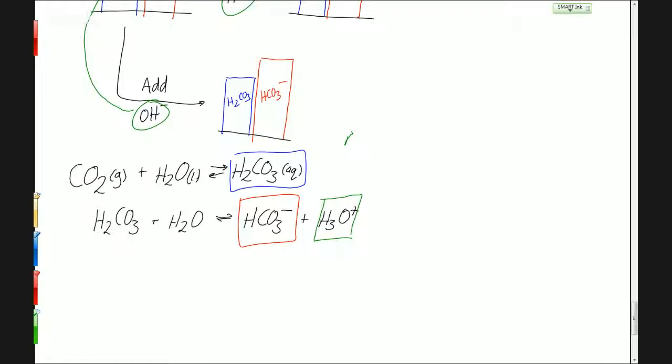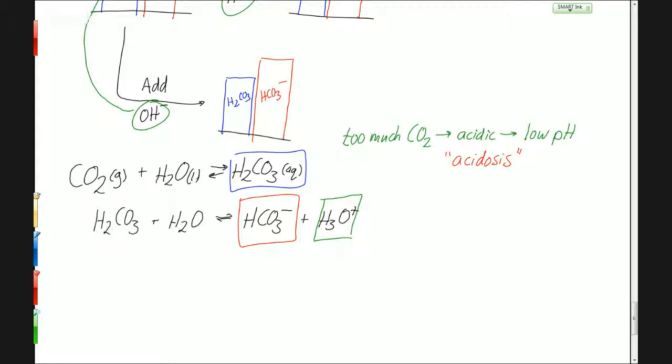So too much CO2 makes it more acidic, which is making the pH too low. And we have a name for that. That's called acidosis. So if your blood gets too acidic, that's called acidosis.